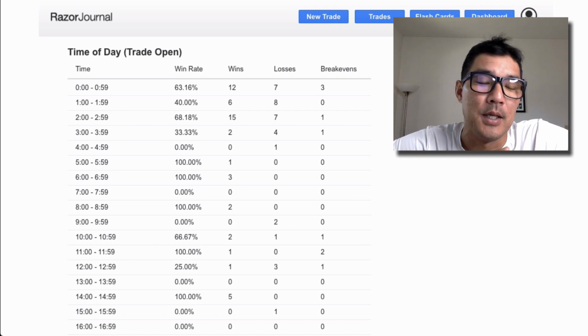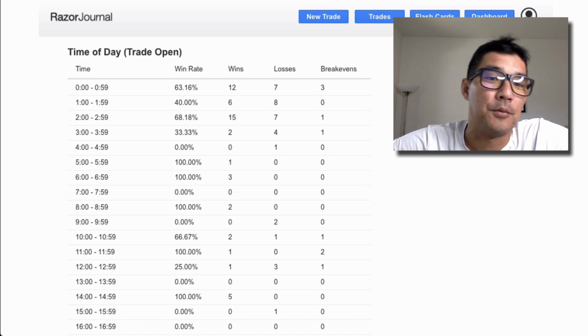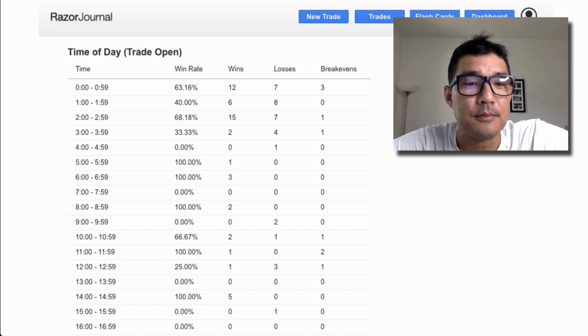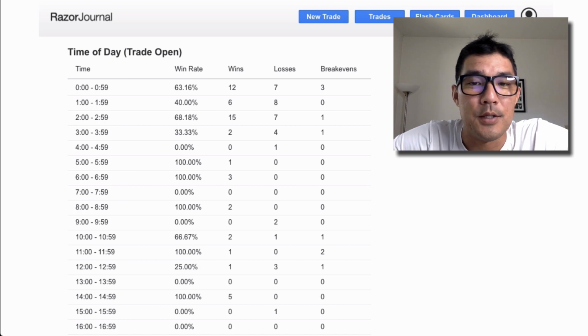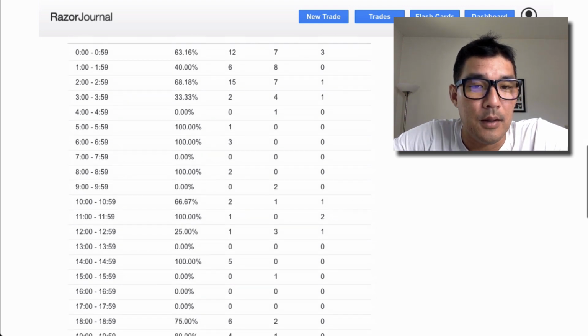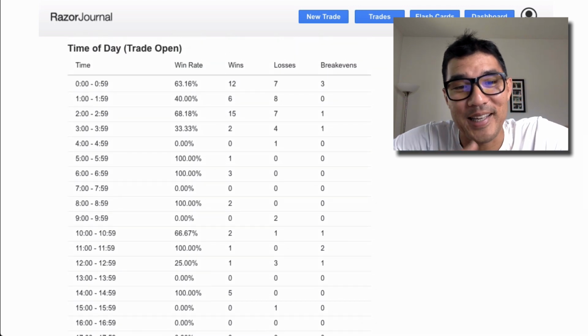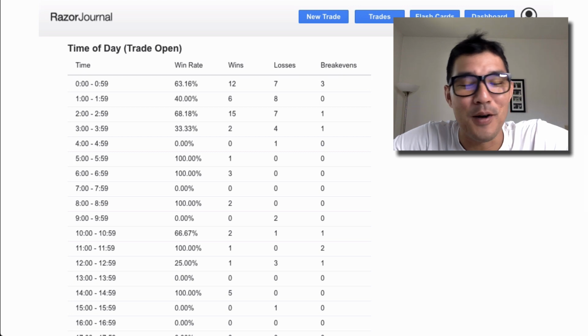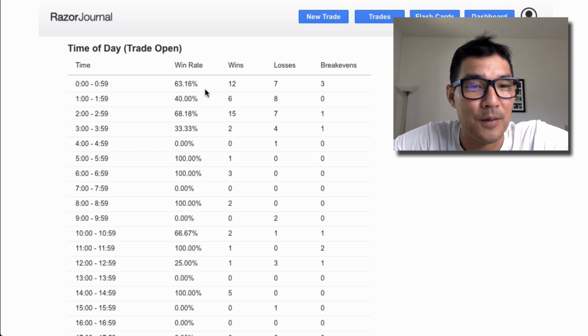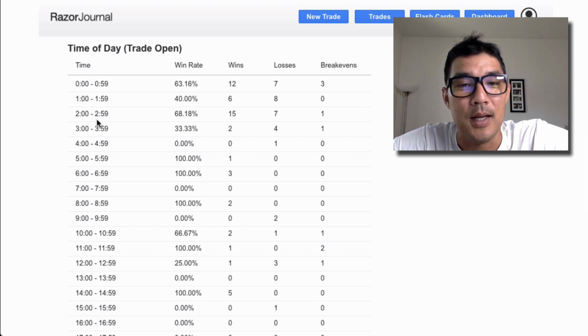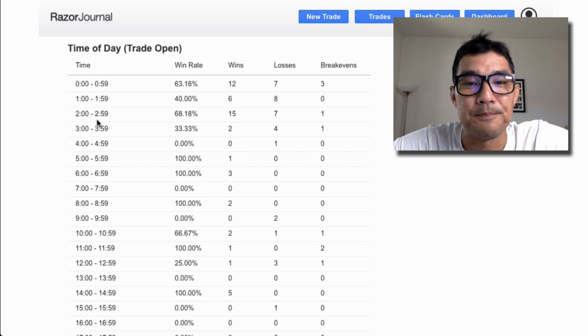Now, you don't have to use any type of fancy journal. You can just use an Excel spreadsheet, but Razor Journal makes it easy to analyze your time of day entries. So as you can see, I've got quite a few trades in here already, maybe not as many as I would like, but the highest volume periods are midnight through around 3 a.m. So that's the time that I take the most trades, at least for this trading strategy. And this strategy is just a testing strategy at this point.